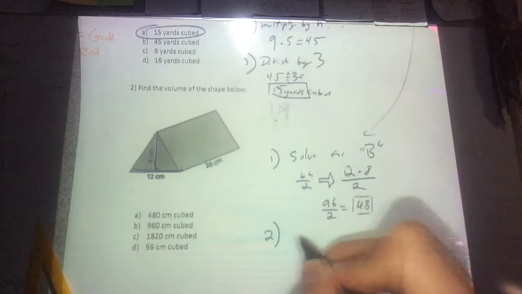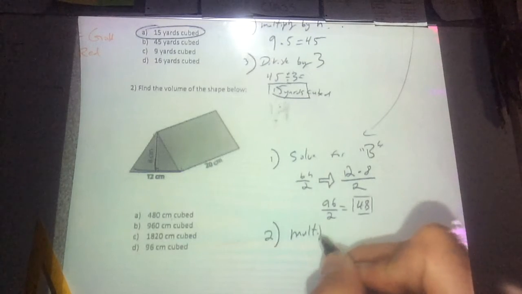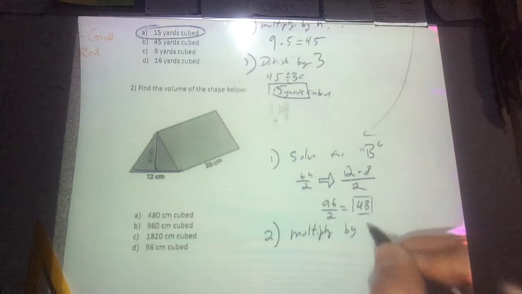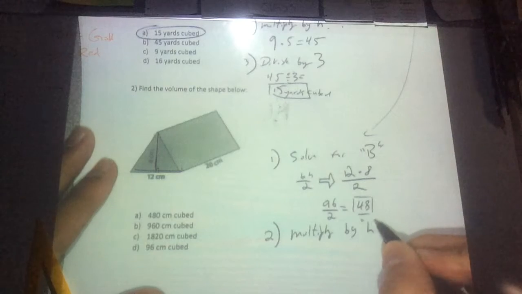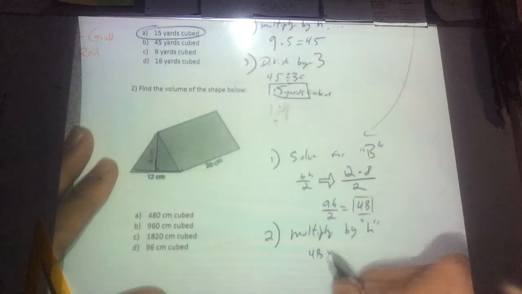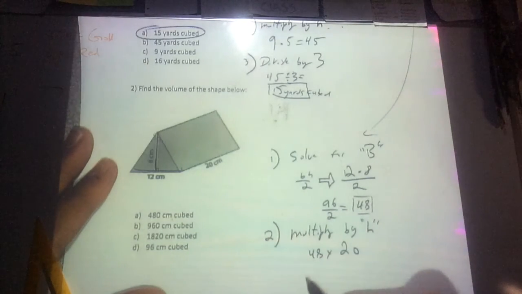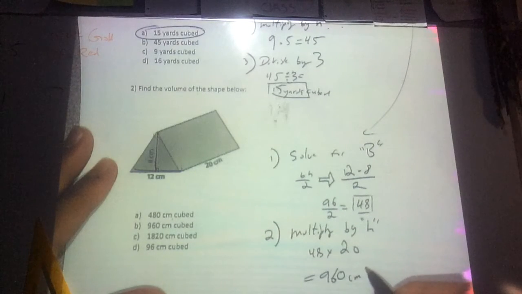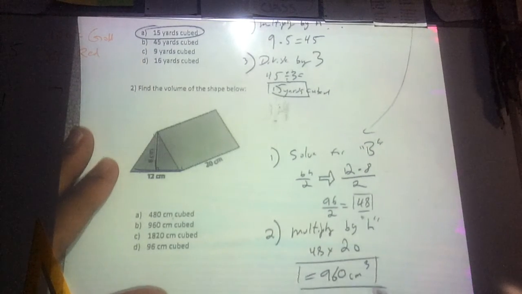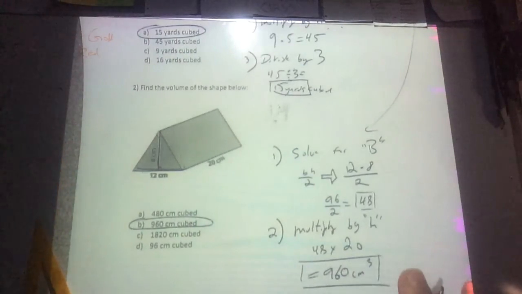And now, step 2, multiply by h, by the height. So then I have 48, and I need to multiply that by 20. And that's going to be 960 centimeters cubed, which is B.